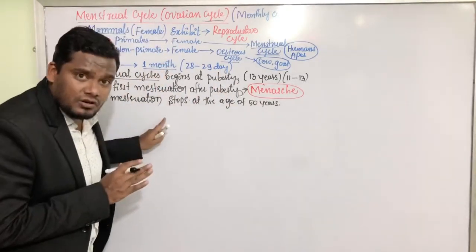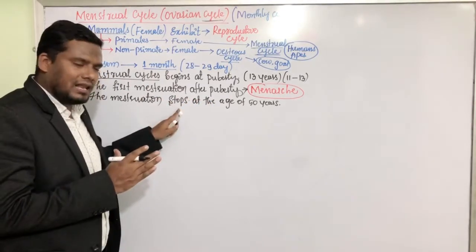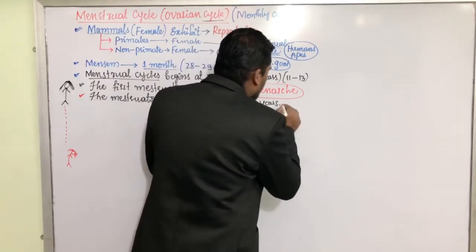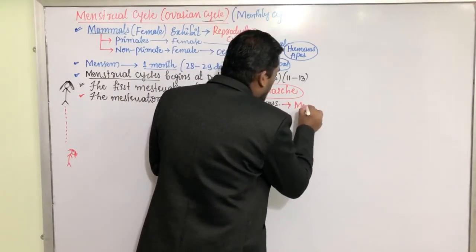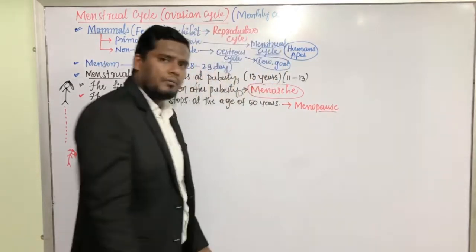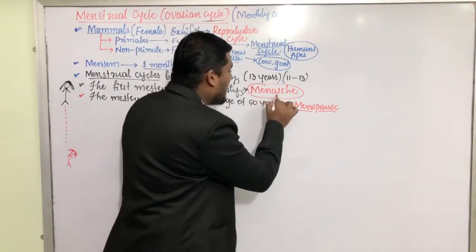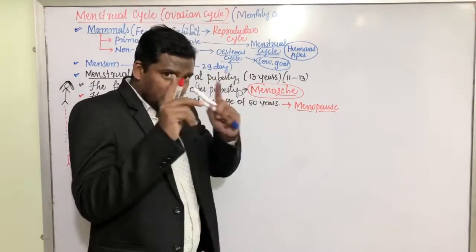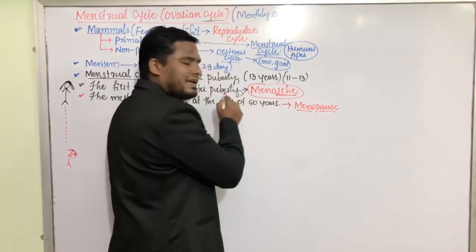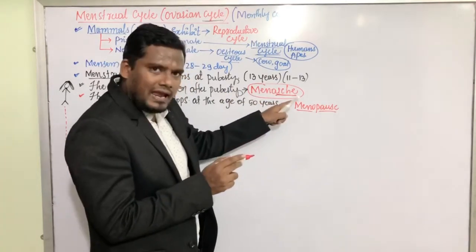That cessation, that stopping of menstrual cycle at the age of 50, it is called as menopause. देखो pause हो रहा है यहाँ पे, रुक रहा. Menopause. Meno means menstrual cycle. Arche means beginning. Arche means beginning of menstrual cycle. For the first time after puberty, it is called as menarche.